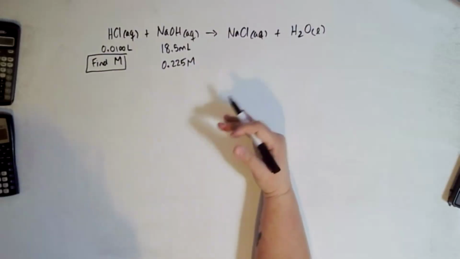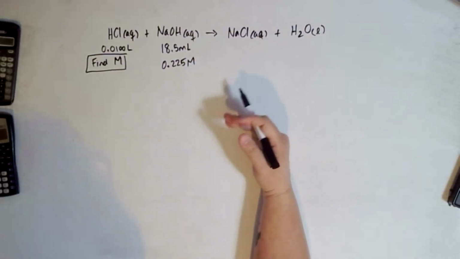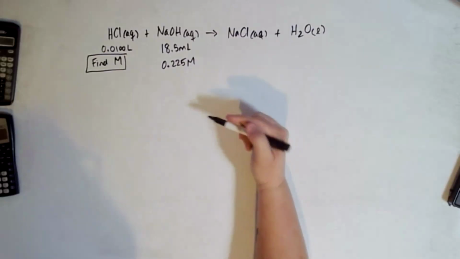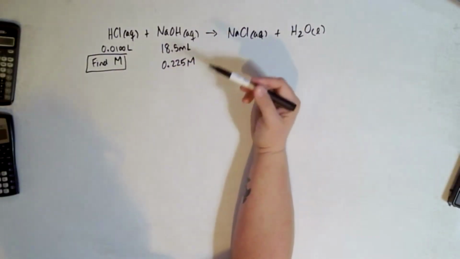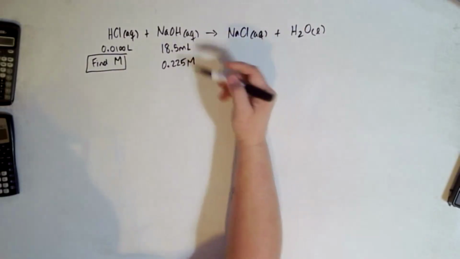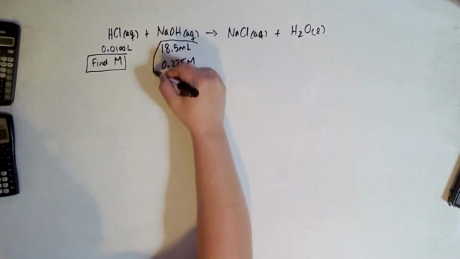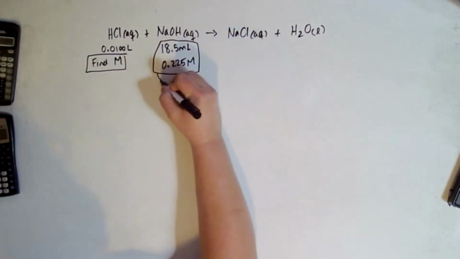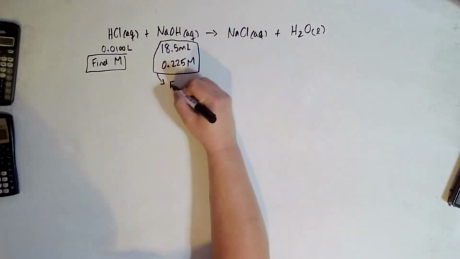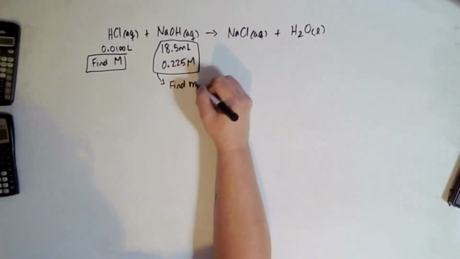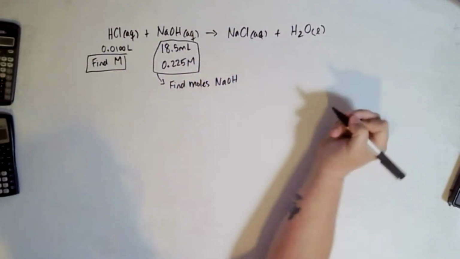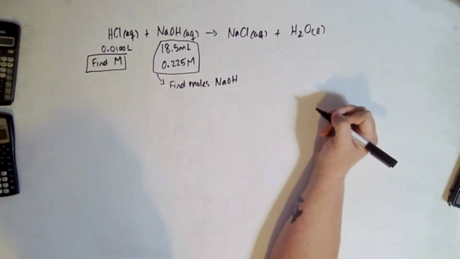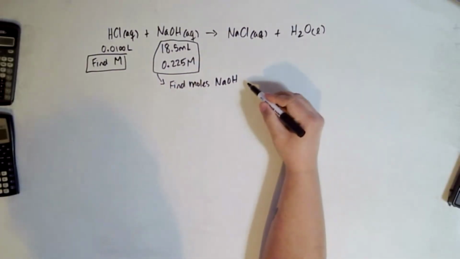So when you look at the information that you're given, just like with what we looked at with our reactions previously, we can identify the thing that we know the most information about. It's our NaOH. We have the molarity and we have the volume here. So the first thing that we can do is find the moles of our NaOH.